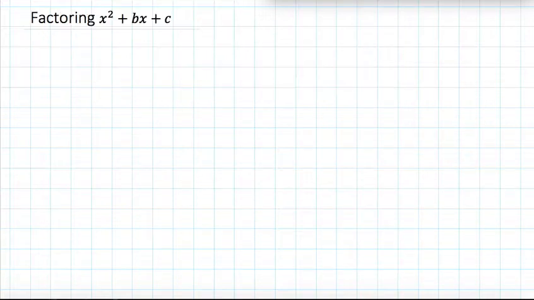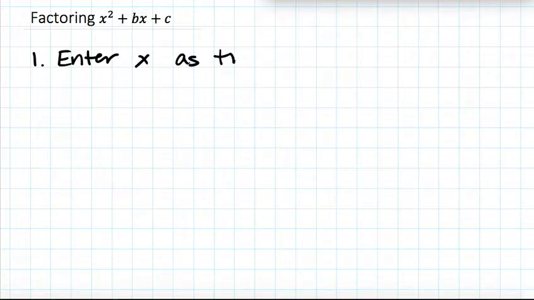And so what these trinomials are going to look like is x squared plus bx plus c. Leading coefficient is 1 means that there's no number in front of x squared. So what this means for when it's factored is it's going to factor into two sets of parentheses, and you're going to enter x as the first term in each. You want to think about this as being backwards FOIL.